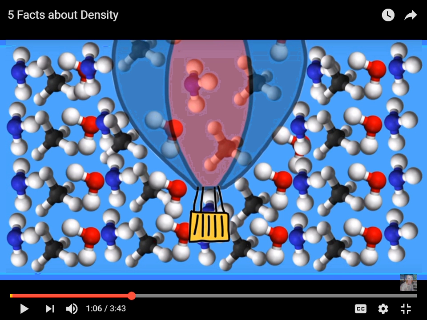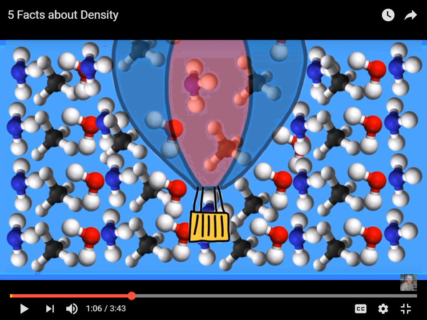Wait, what was the first fact? Cola sinks, but Diet Cola doesn't. Why does Diet Cola not? Because it doesn't have that many atoms in it. So it doesn't have as much mass per its volume, right? So it's probably because it doesn't have that heavy sugar in it, whereas regular cola does.